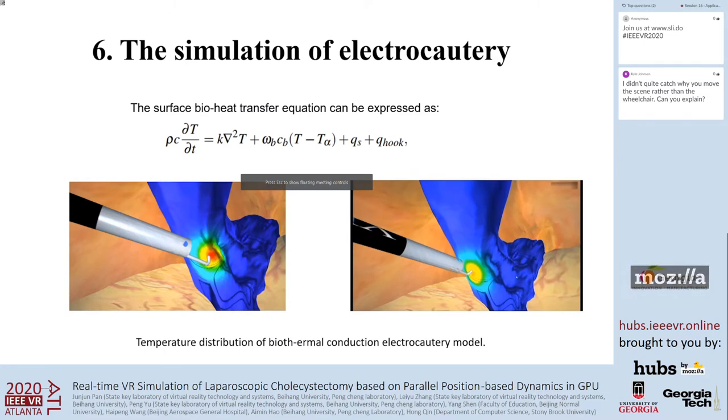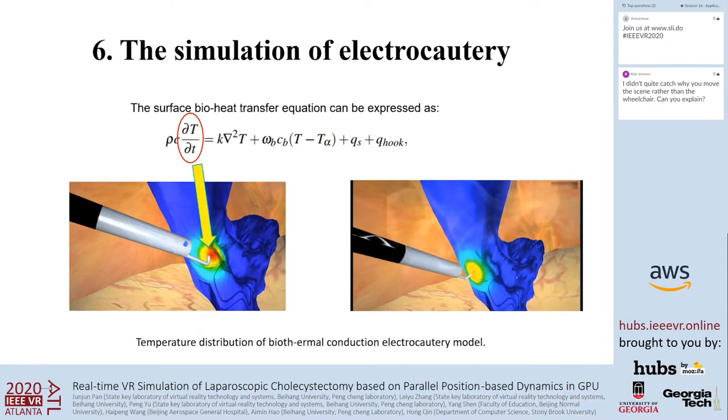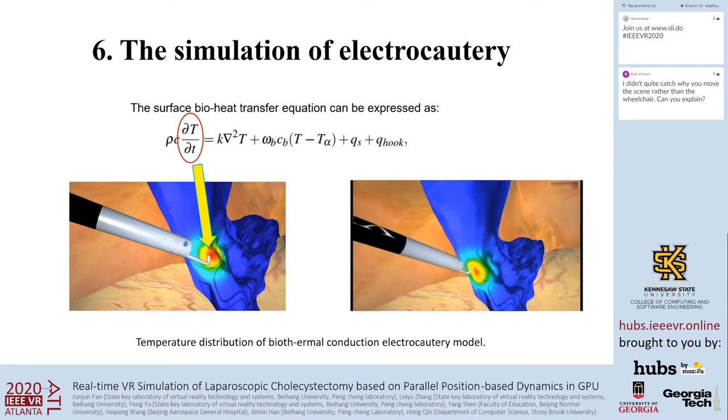For the simulation of electrocautery, we focus on how to convert the heat into the potential distribution on the surface of soft tissue. We intend to update the temperature distribution of models based on the bioheat transfer equation. The surface bioheat transfer equation can be expressed as this equation.